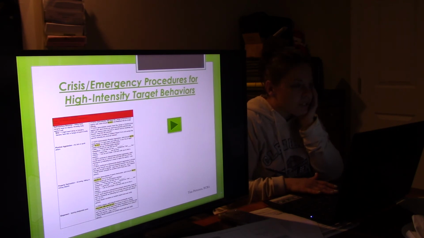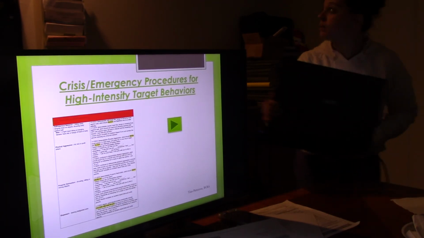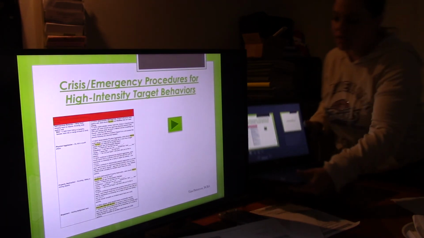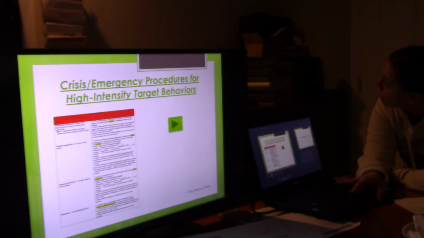Crisis emergency procedures for high intensity target behaviors. Okay, so this is the last one, and the good part is the next session is only 19 pages, so we'll still make it out on time.